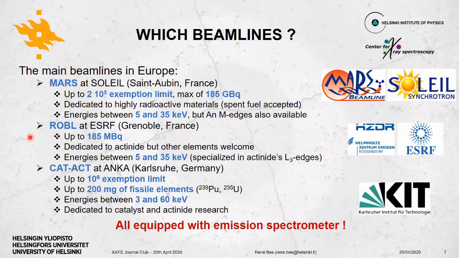The last one is the cadet beamline in the small synchrotron Anka in Karlsruhe in Germany, and this one you have the possibility to bring some fissile elements in your sample with a very nice quantity available possible, and the energy range is quite big, so you can study lots of elements in your fuel, for instance. The counterpart is that this beamline is dedicated half of the time to catalysis and half of the time to actinide research, so there is a little bit less of beam time available for fuel studies.